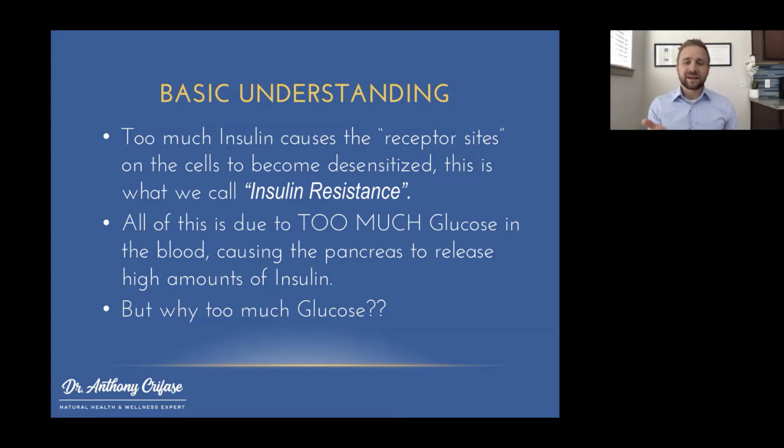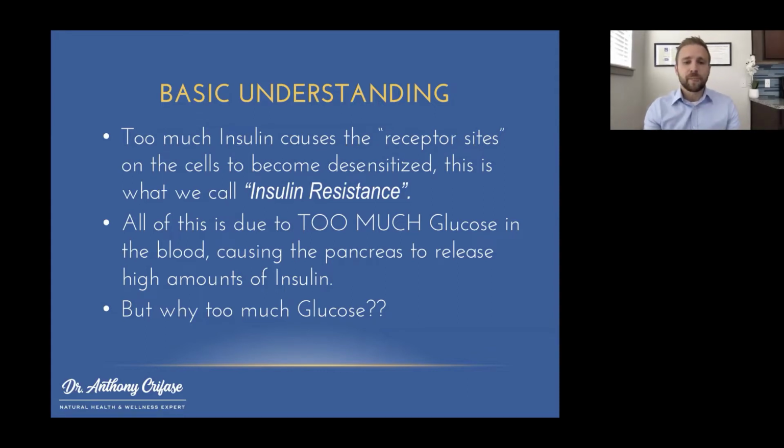So this is the exact same thing that happens in the body with hormones, including insulin, which is a hormone. So when the blood glucose is too high, the insulin starts to raise, but over time, the insulin stops responding. And so it starts to become resistant to the blood glucose. And what happens now is the insulin stops responding and the blood glucose continues to rise, creating more damaging effects in the body. So again, all of this is due to too much glucose in the blood, causing the pancreas to release high amounts of insulin, but not responding.